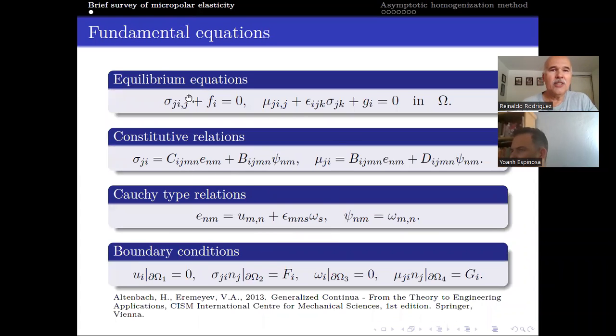This is related to micropolar. These are the fundamental equations that we will consider, where we have also involved the micro rotations. This is the equilibrium equation and the constitutive relation. Notice that C, B, and D are fourth-order tensors, which are related to the material properties.